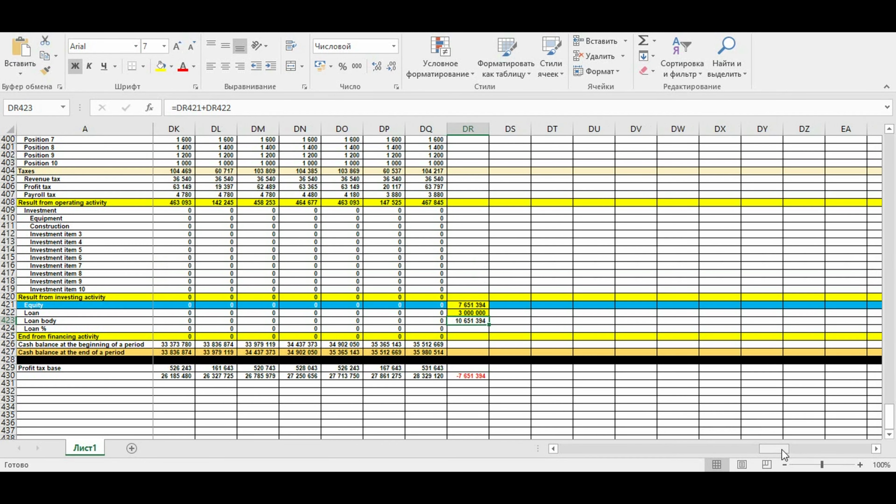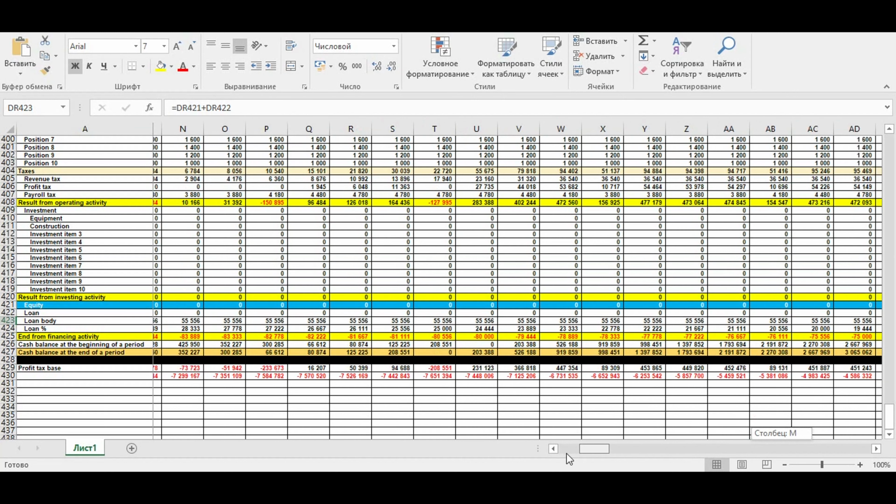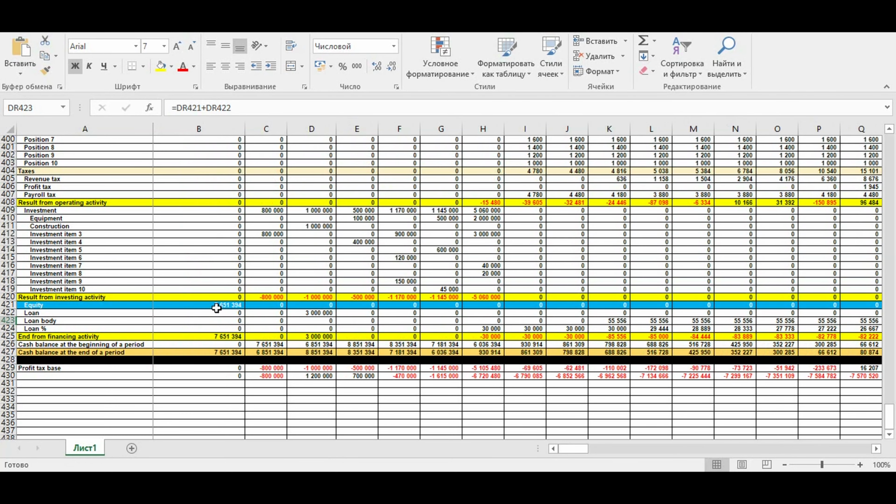So today I showed you two ways. One is the manual way to figure out the amount of money to start the business, and the second way is automatic, so you don't need to manually enter the amount of your money each month. But both ways are okay.